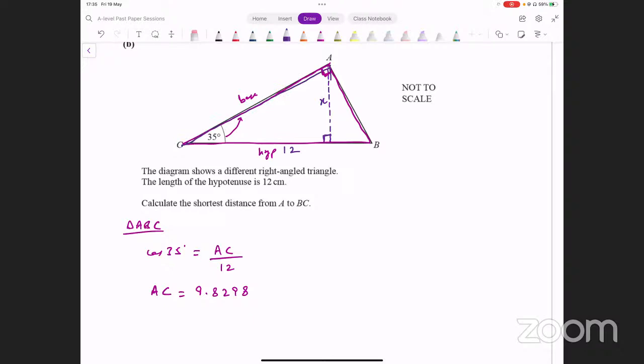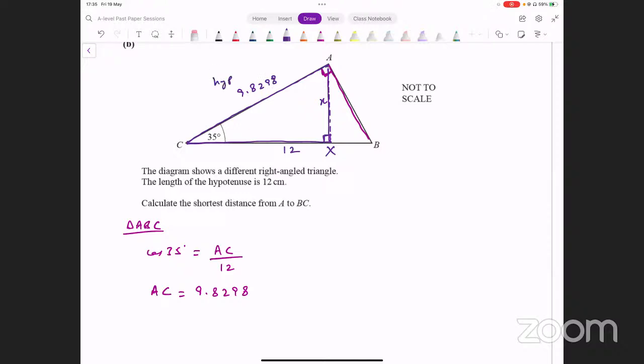which is, let's call this point X. Let's use that other triangle now, AXC. अब इस triangle में हमें क्या पता है? हमें AC की length पता है. AC is 9.8298. AC is the hypotenuse now.